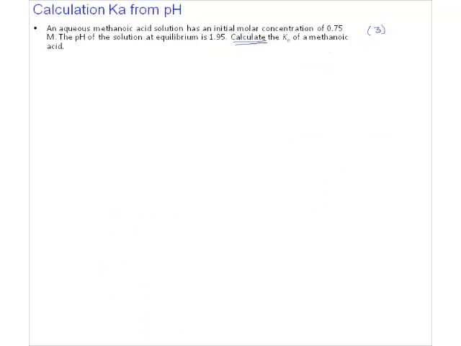Okay, in this particular question it says an aqueous methanoic acid solution has an initial concentration of 0.75. There we go, an initial's given. And the pH of the solution at equilibrium is 1.95. We want to calculate the Ka of this solution. So this is one of those problems. And here we go. This is methanoic acid.